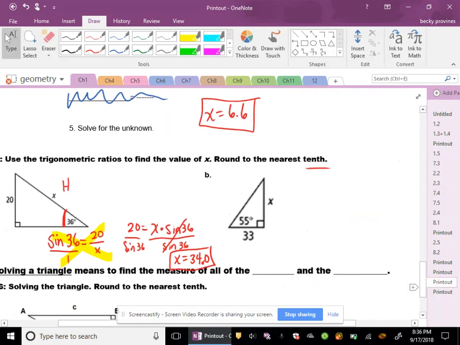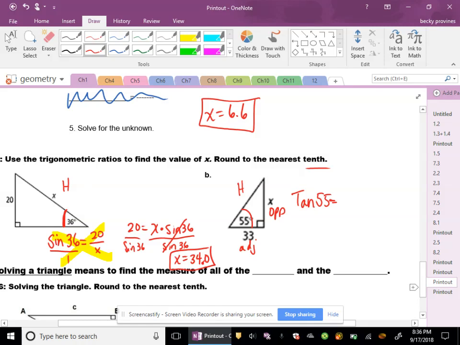All right, we're finished. On the next one, the hypotenuse is over there. So right away, if I'm not using the hypotenuse, I know this has to be tangent. Now let's go ahead and label the other sides. X is my opposite side. 33 is my adjacent side.